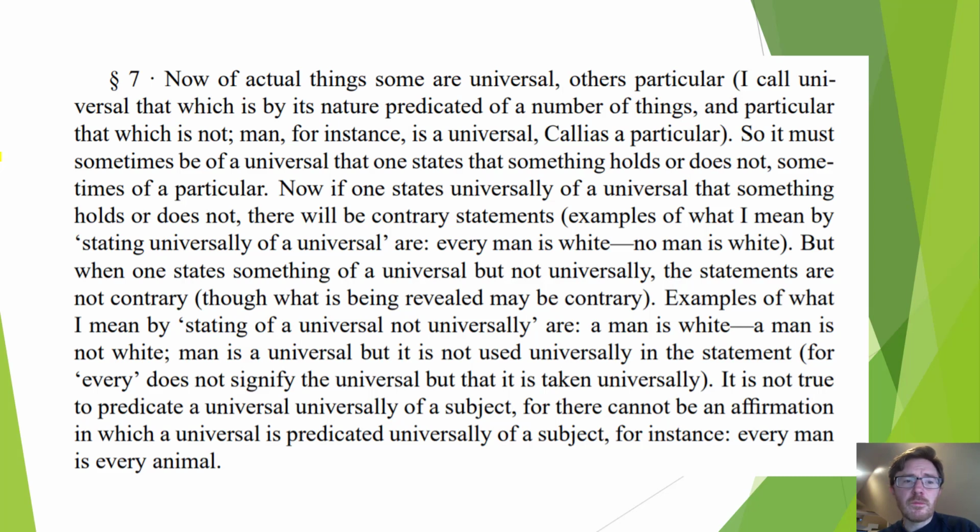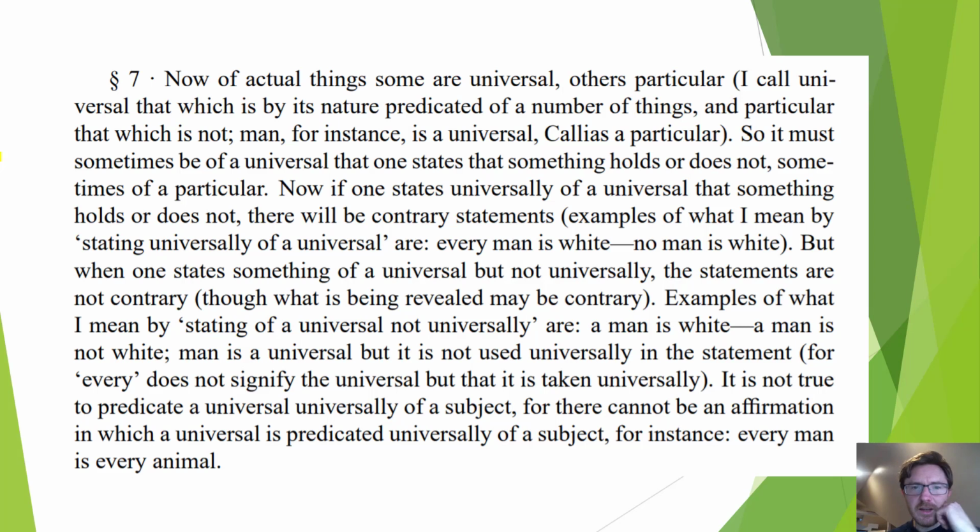But when one states something of a universal but not universally, these statements are not contrary, though what is being revealed may be contrary. Examples of what I mean by stating of a universal not universally are, a man is white, a man is not white. Man is a universal, but is not used universally in the statement. For every does not signify the universal, but that it is taken universally.